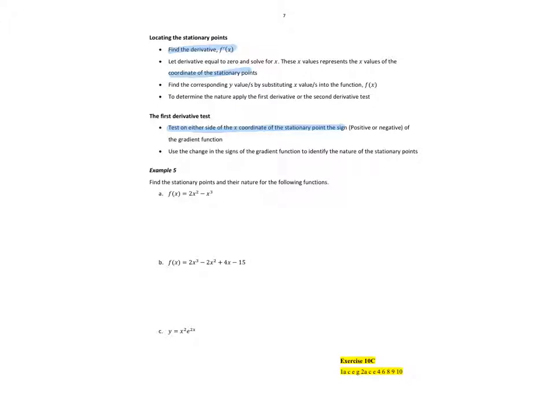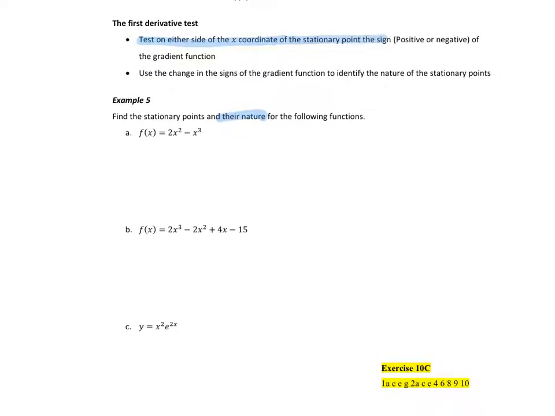All right. So let's find a few stationary points and their nature. First things first, let's find f dash of x, and that's equal to 4x minus 3x squared, and I need to solve that equal to 0. So f dash of x is equal to 0, so that implies if I factorise that with an x out the front, I'll get x times (4 minus 3x) is equal to 0. Therefore, x is equal to 0, or x is equal to, take the 4 across, divide by 3, I get positive 4/3. So they're the x coordinates, all right?